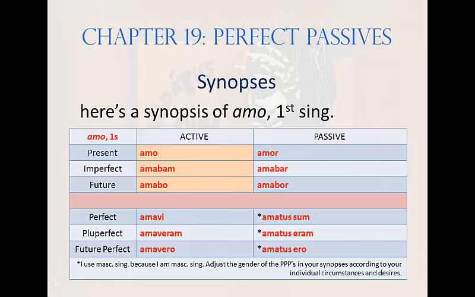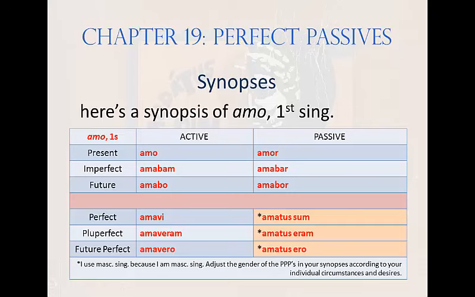Starting in the upper left-hand quadrant of the chart, the present active system, the present active first person singular is amo. The imperfect, amabam, the future, amabo. Notice that we're not using any of the other persons and numbers, only the first person singular. Moving across the chart to the upper right-hand quadrant, you see the passive, amor, amabar, amabor. In the lower left-hand quadrant is the perfect active, amavi, amaveram, amavero. And finally, in the lower right-hand quadrant is the perfect passive, amatus sum. I'm using the masculine form of the participle here because, well, I am masculine.